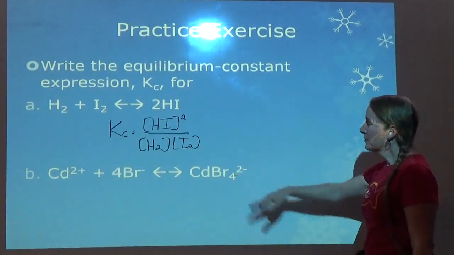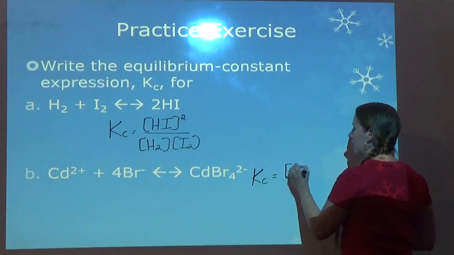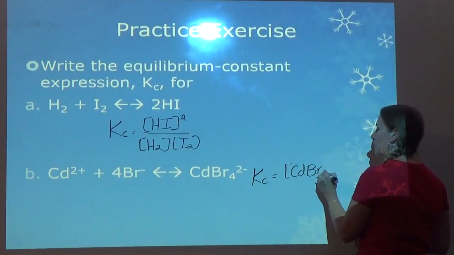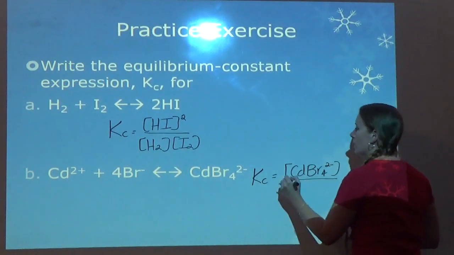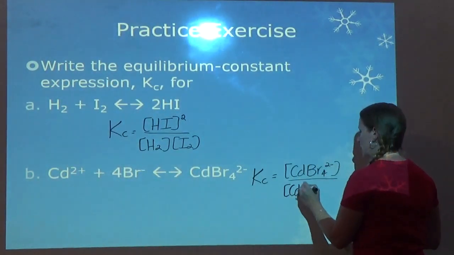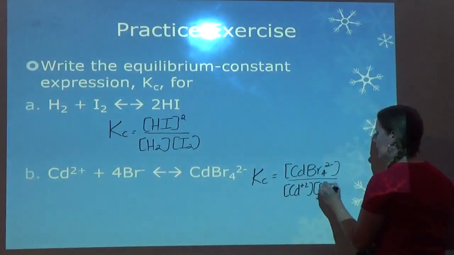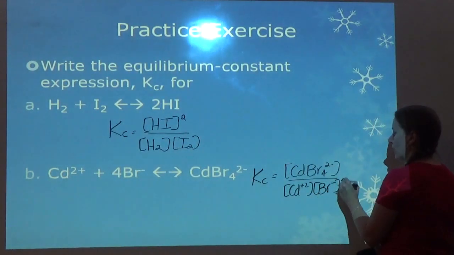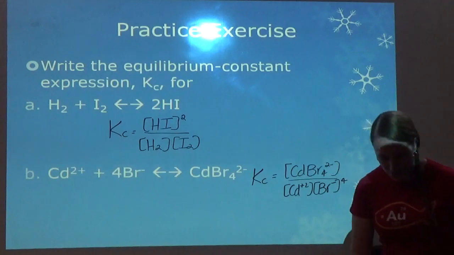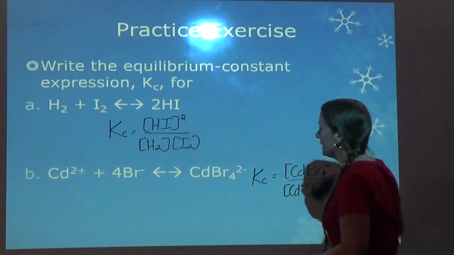All right, and then bottom one, same thing, products. So I'm going to grab this ion right here, so CdBr4 negative 2 over my reactants. So I have Cd with positive 2, and I have Br negative, but because it has a coefficient of 4, I'm going to raise it to the 4th power. So hopefully you got those right. So let's keep on going.